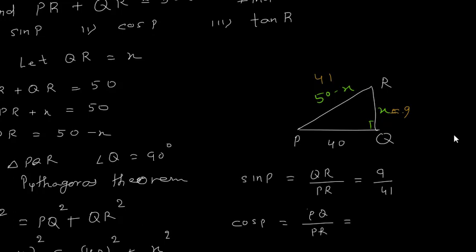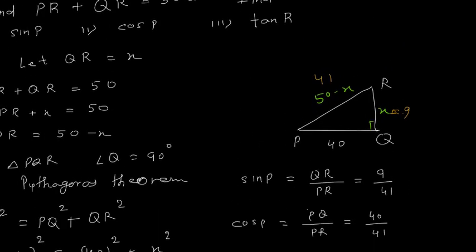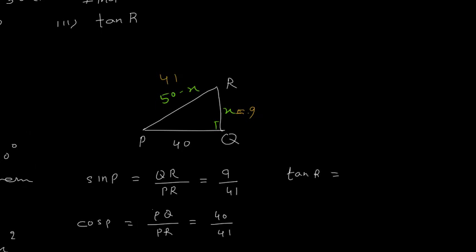Now the value of PQ is 40 and the value of PR is 41. So cos P is 40 upon 41, and last we have tan R. So let us find tan R here. For angle R, tan is opposite upon adjacent. So for angle R, opposite side is PQ and adjacent side is QR or RQ, I will say.